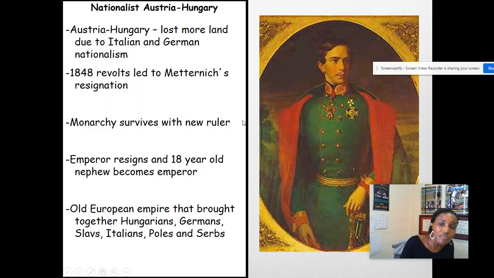Nationalist Austria-Hungary. Let's look at them. Austria-Hungary lost more land due to Italian and German nationalism. And in 1848, revolt led to their monarch's resignation. It's a monarchy and it survives with a new ruler. The emperor resigns, an 18-year-old nephew becomes emperor. And the old European empire brought together Hungarians, Germans, Slavs, Poles, and Serbs. Again, the one thing you need to know on this slide is just the last point, with the nationalist Austria-Hungary Empire, is how they unite.